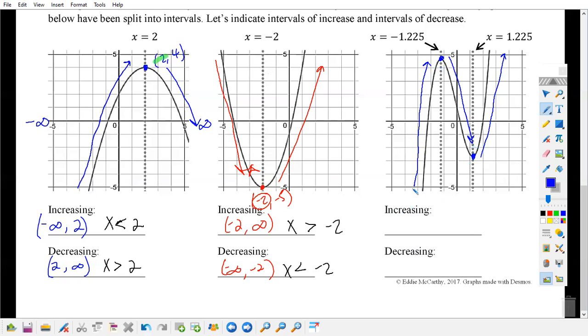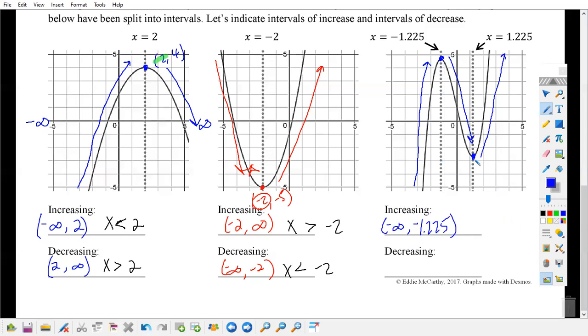So I increase starting here. If I'm going forever to the left, that's called what? Negative infinity. And I increase all the way up until this x value. And what is that x value? -1.225, so -1 and 225 thousandths.